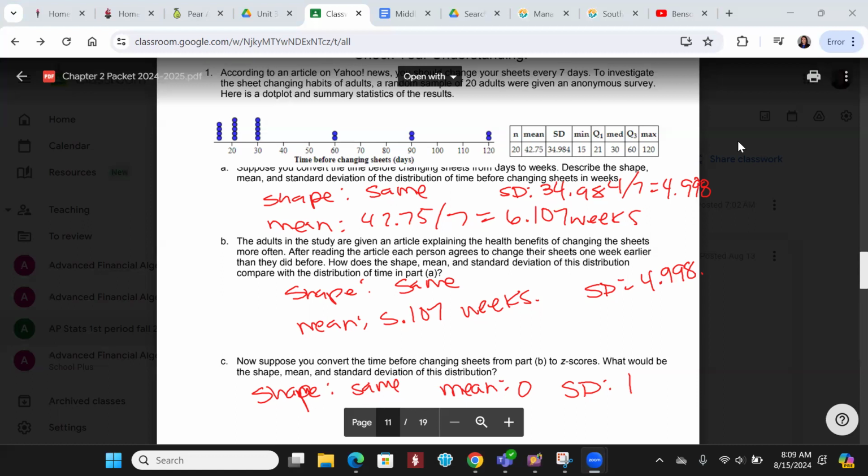And then your part C is going to be, shape's going to be the same, mean's going to be 0, and standard deviation is going to be 1. So on part C, we're converting to z-score. That's why that mean is 0. Yeah. The mean for B is, yep. That's a 5 or is that a 6? 5. Yes.